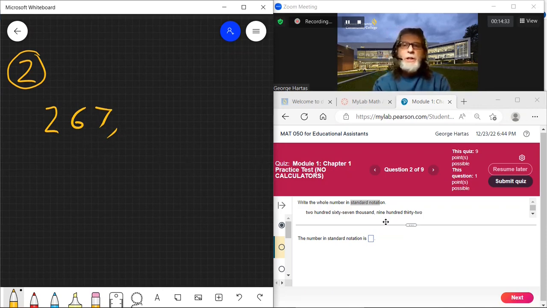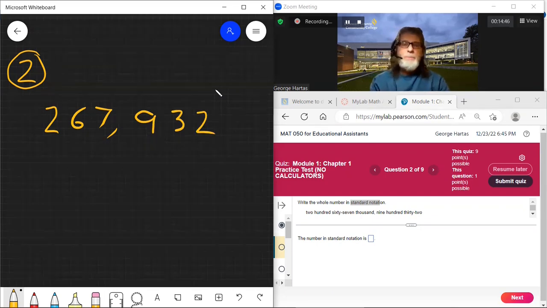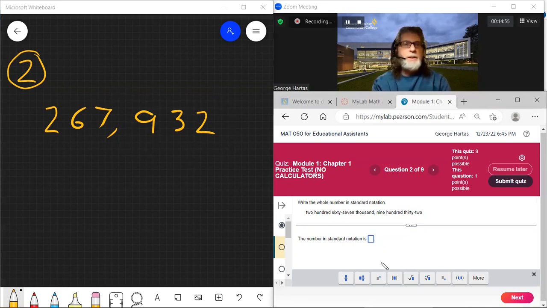And then the last chunk is this, 932. Now, it also helps if you verbalize this, because if you hear yourself say it, then the numbers make more sense. So let's type that in there. And we need the comma right there.